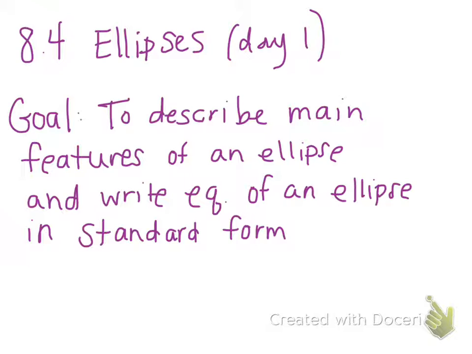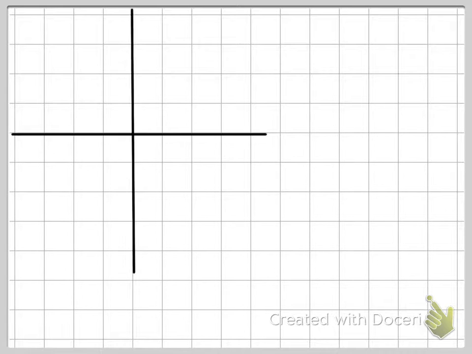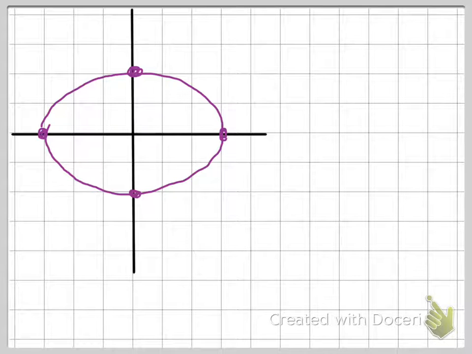The goal today is to be able to describe the main features of an ellipse and to be able to write the equation of an ellipse in standard form. So let's start with drawing a coordinate plane, so an x and a y axis, and we're going to draw an ellipse. So an ellipse is like an oval, so the center is at the origin, and I just picked a couple of spots, a little bit wider on the x-axis and narrower on the y.